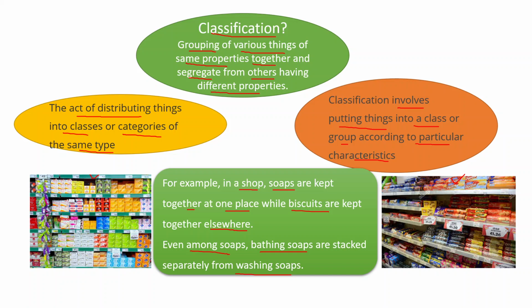You can say that is biscuits. This is one type of biscuit at one place. This is another type of biscuits at another place. In the same way, this is one type of soap. All the soaps of one type are kept here, and this is again a different brand name. Soaps are segregated.